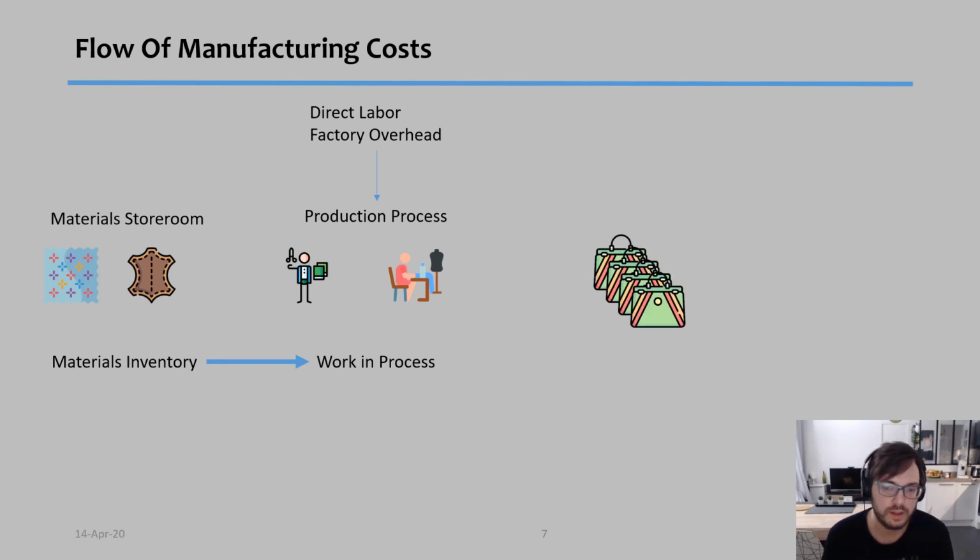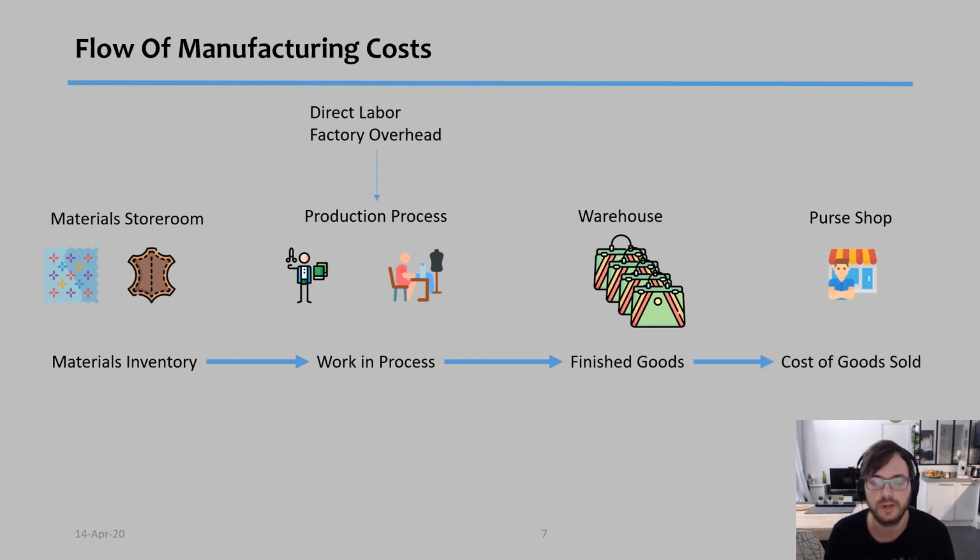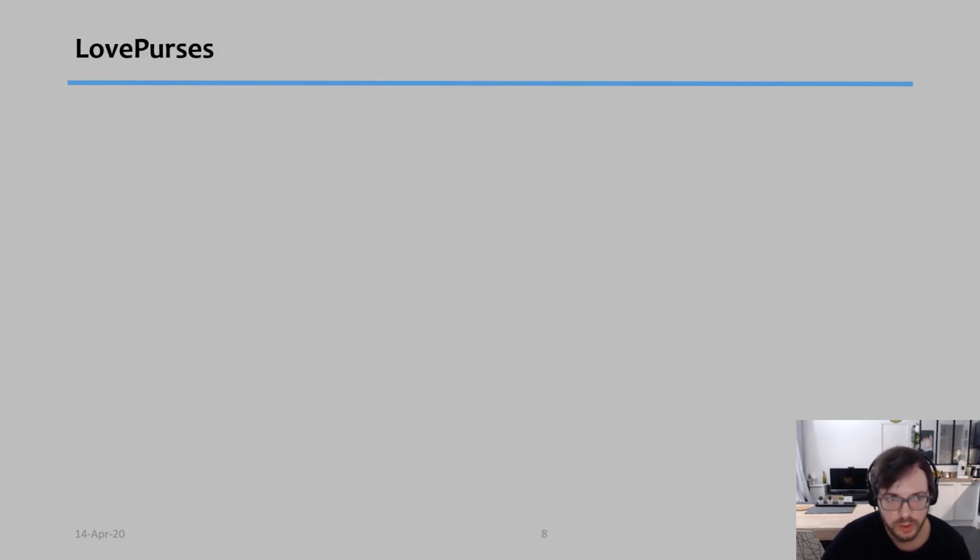And finally, when they complete that work in process, once the purse is completed, then we move that purse to a warehouse or to the storage where we keep all of them, and therefore they become finished goods. After those finished goods are in our warehouse, they are sent to a client, to a purse shop, for example. And therefore, the costs associated with the product will now become cost of goods sold. Okay, I hope that this little process or this little diagram helps you understand how the costs move from one category to another.